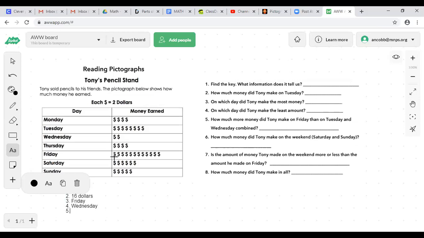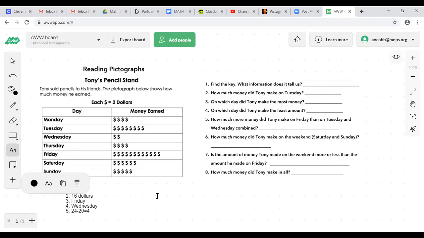he made 2, 4, 6, 8, 10, 12, 14, 16, 18, 20, 22, 24. So I would have to subtract 20 from 24, which would give me 4. So he made $4 more on Friday than on Tuesday and Wednesday combined.